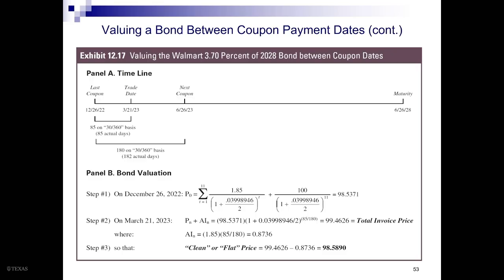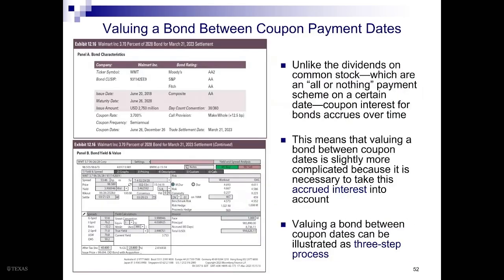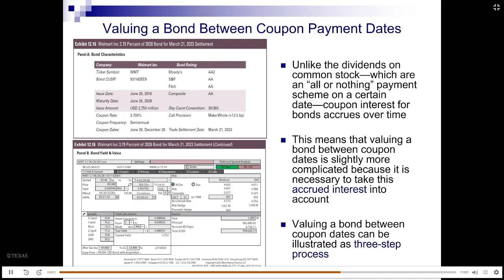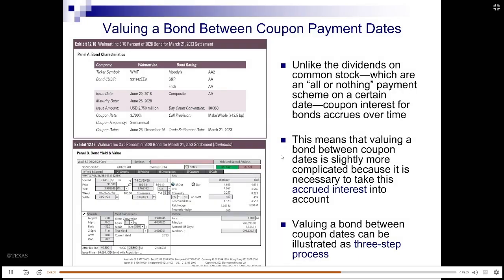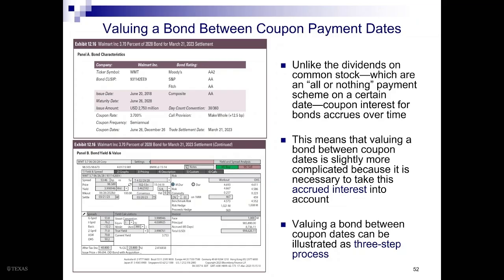Everyone with me conceptually here? Because mechanically it goes easily enough, I think. Okay, so now in this case, we know the coupon rate is 3.7% annually, so 1.85 every 6 months. And the yield to maturity is about 4%, 3.9989, and so on. So we know the yield to maturity. What's the value of the bond?